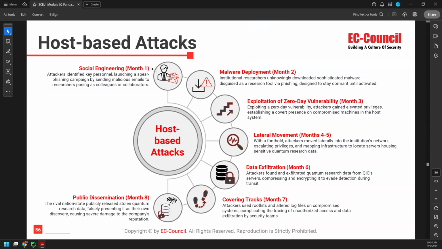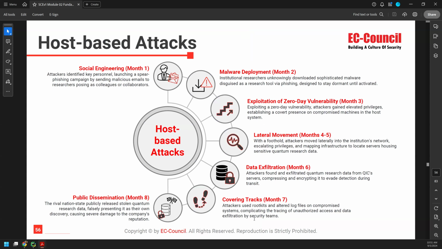On the host side, this is really telling you, look at the life cycle of this. This is about 8 months in order to compromise this system. So they do social engineering in month 1, try to get anything from you. They deploy some malware within month 2, then exploitation of a 0-day vulnerability during month 3. From there, months 4 and 5, they're doing lateral movements, just trying to figure out the network, map the infrastructure, locate any kind of servers that might house some sensitive data or anything else. Then they're going to slowly start exfiltrating that data as it comes out.